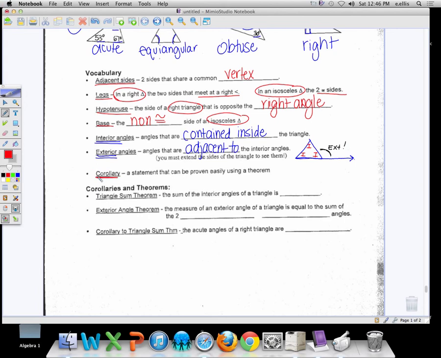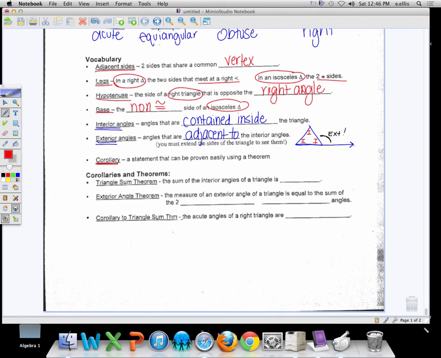All right, and last in the vocabulary, we have corollary. Well, it's a statement that can be proven easily using a theorem. And we saw a little example of corollaries. They're kind of like an extension of a theorem. You have a theorem, you can apply it to even more shapes in a creative manner. So corollary, we'll see one of those down here at the bottom.